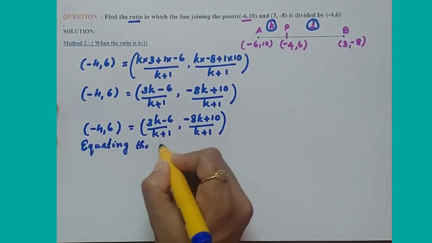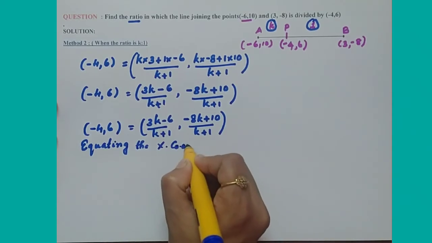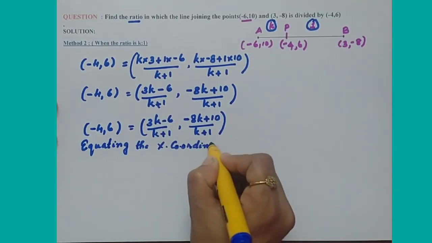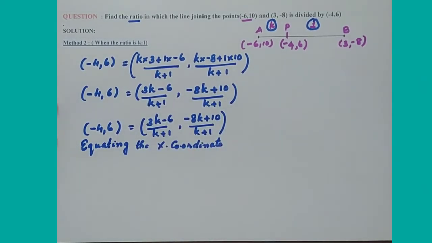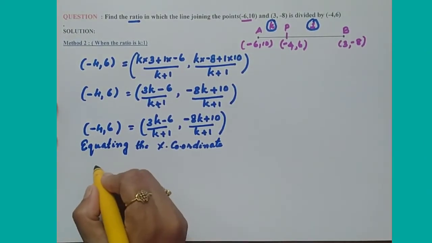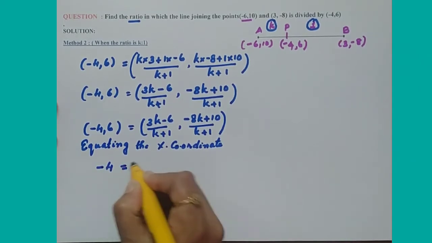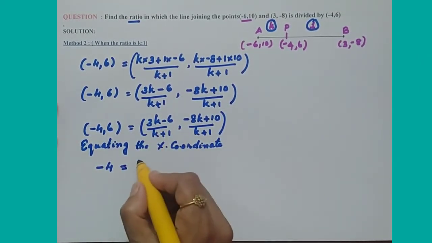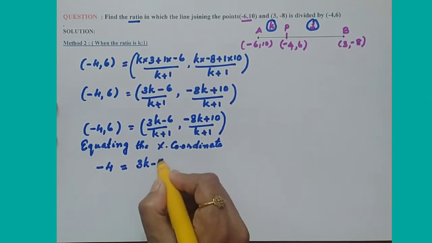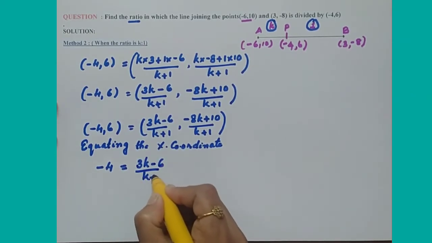Equating the x coordinate. Why? Because in the last question you studied that whether you equate the x coordinate or the y coordinate, the answer will be the same. So I am going to equate the x coordinate alone. What is the x coordinate on the left side? -4. It equals the x coordinate on the right side, 3k -6 divided by k plus 1.